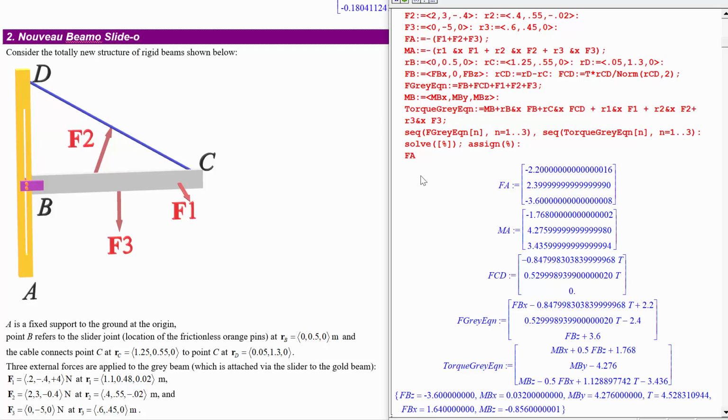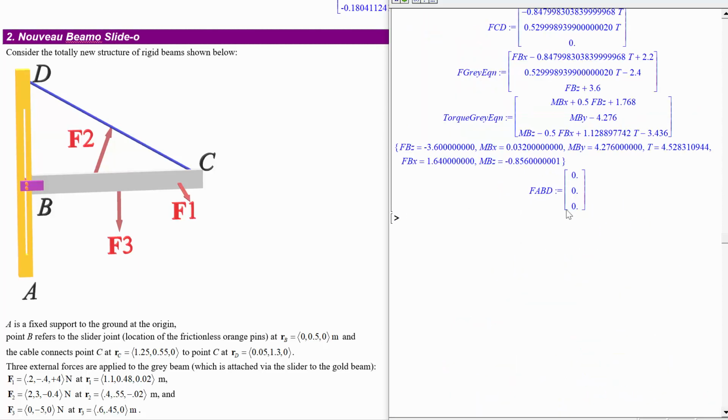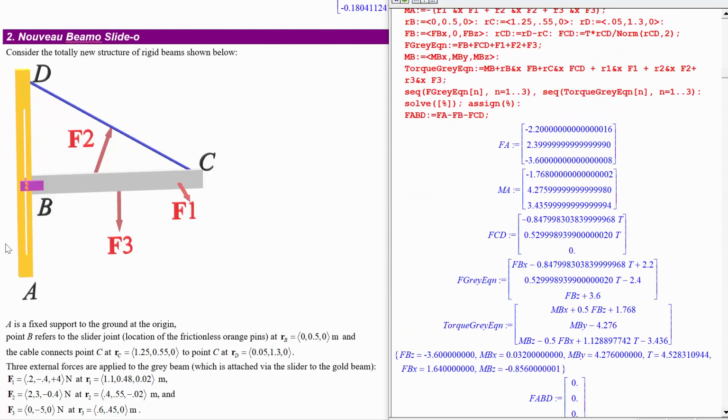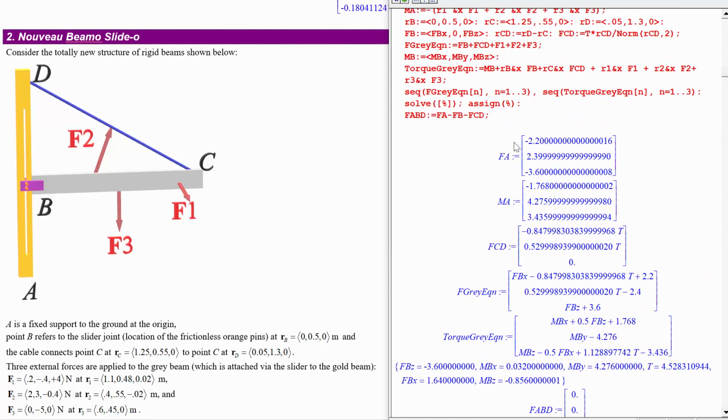And we can go FABD is equal to FA minus FB, because FB was the force that ABD is putting on this. So minus FB would be the Newton's third law action-reaction pair. And then minus FCD. Same idea for the tension. This FCD was the force that this is pulling on the gray beam with. So negative FCD would be the force that the gray beam is pulling on the golden beam with. Okay, so we should get 0. Let's check. Aha, looks good. No net force on ABD. So far, so good. How about the torque?